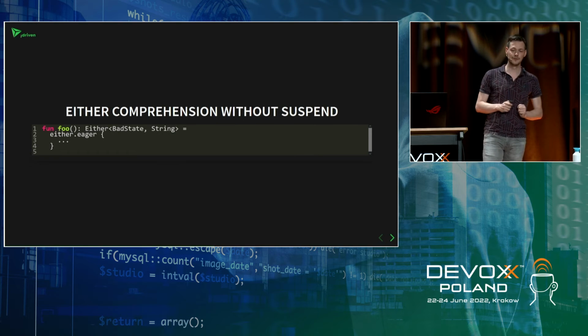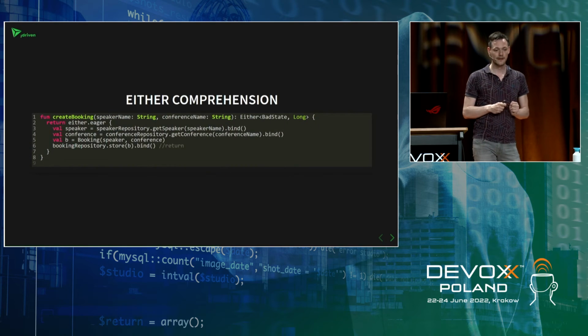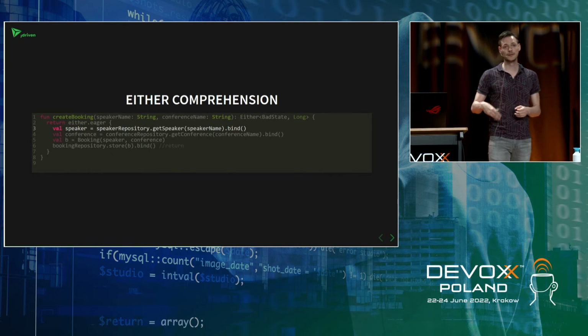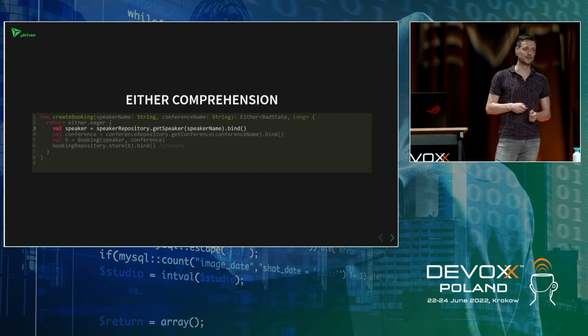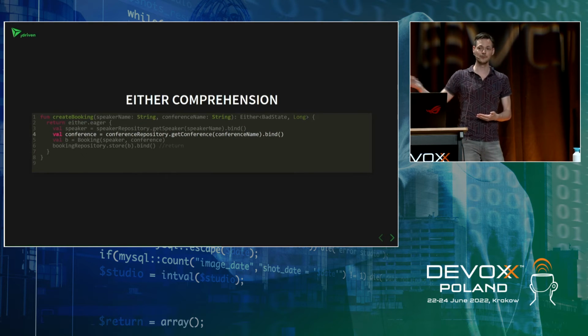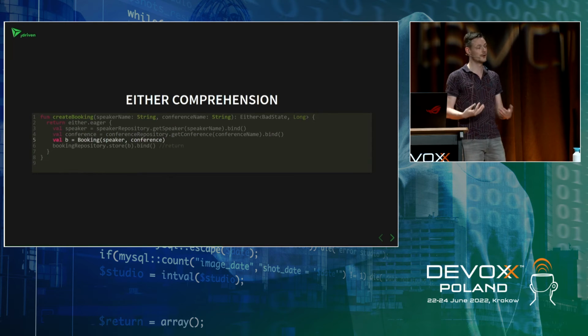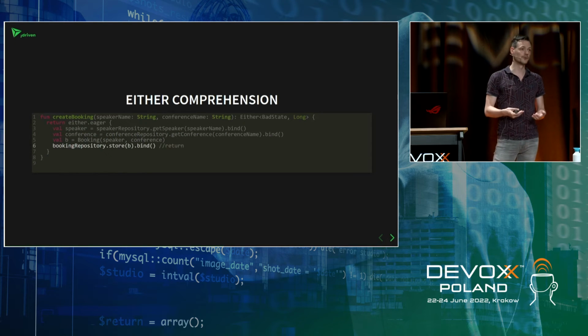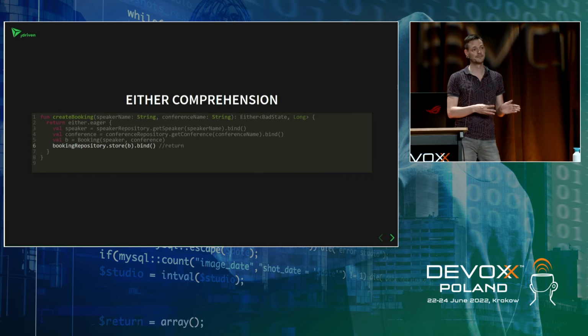So let's see what this will look like in our service. So now we return either.eager. We call the speaker repository, call .bind on it, and just get the speaker as a value. Then, if that went correctly, we will execute this line. We get the conference repository and get the conference, and call .bind. And only if those two things went correctly, we can now make the booking, and we can now store the booking. So thanks to monad comprehensions, the service basically pretty much looks the same as the previous. But now we get all this compile time safety that eithers give us.